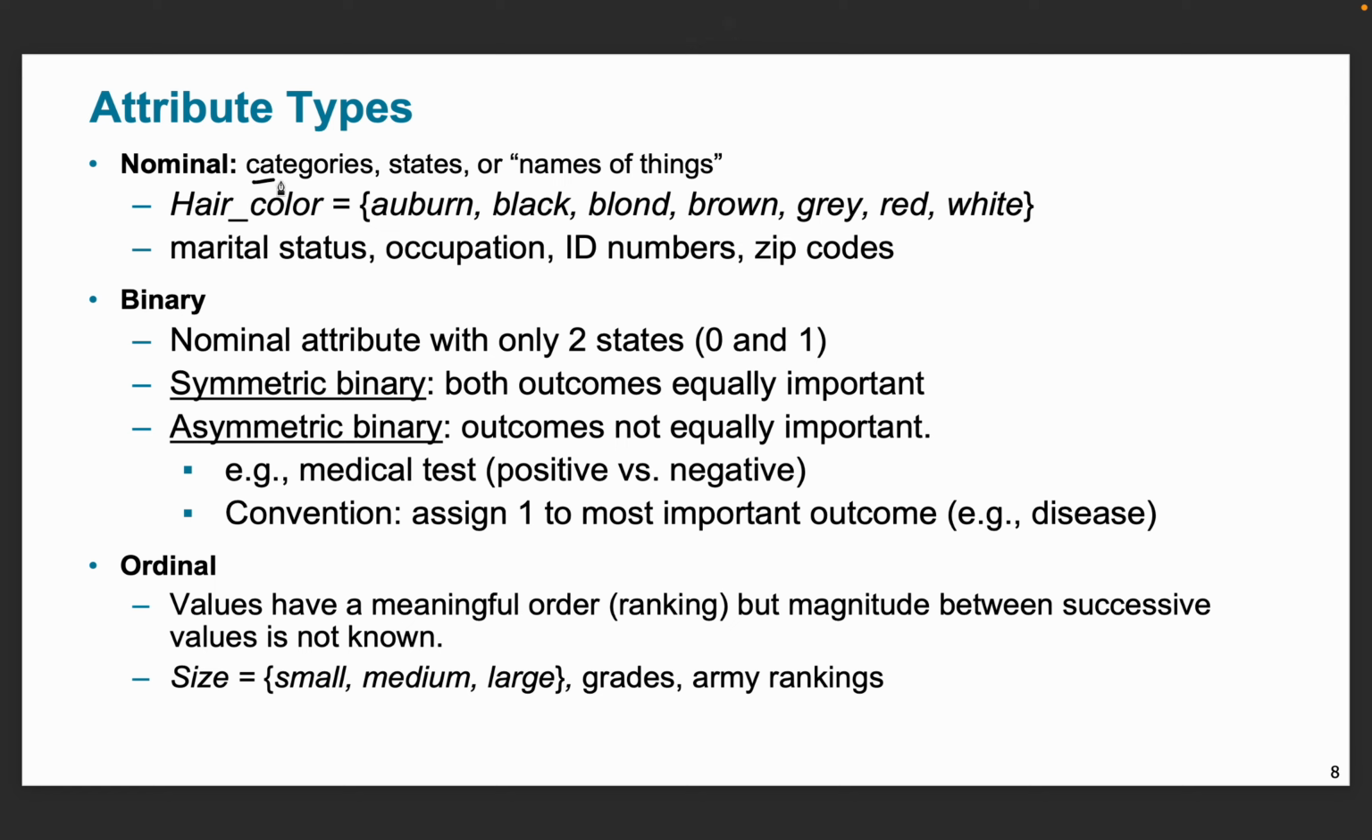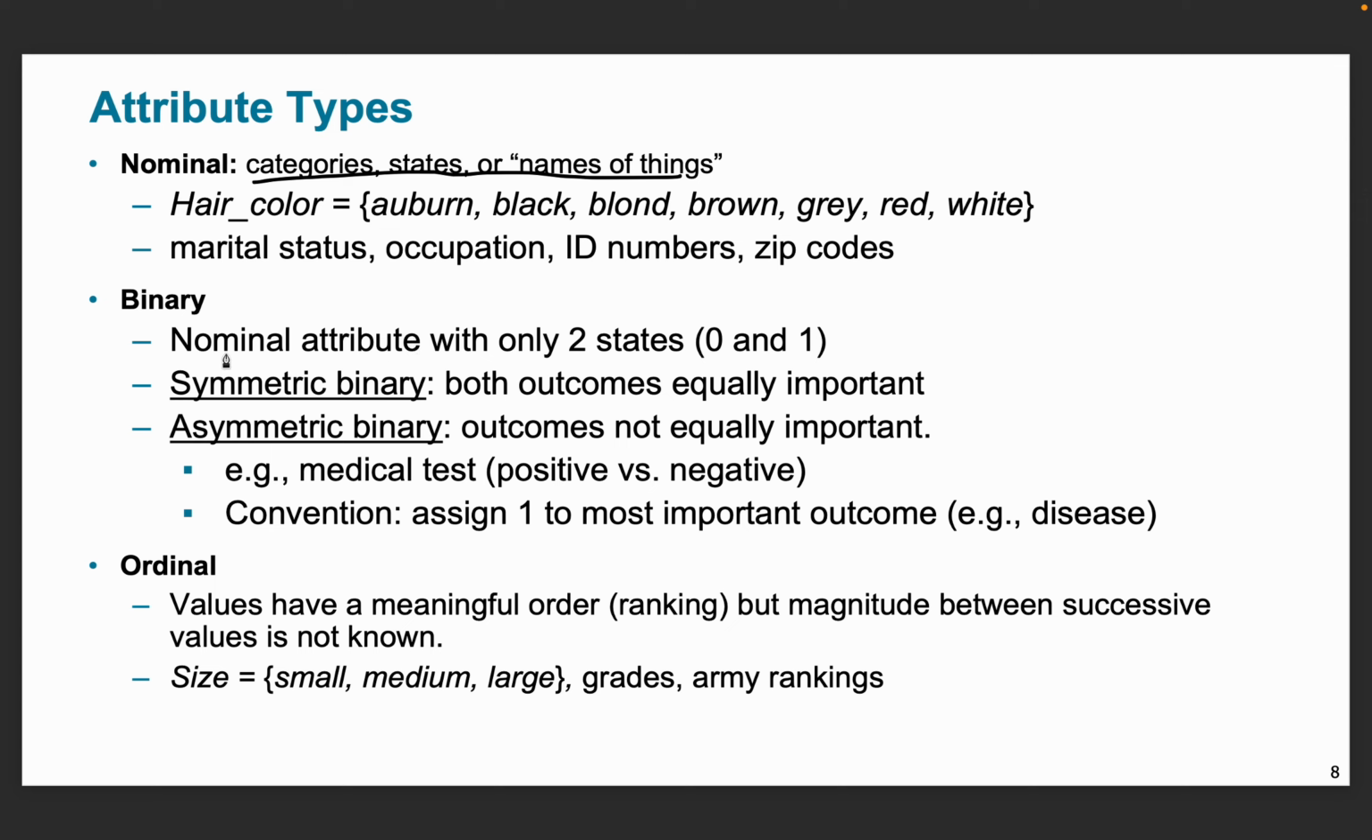So nominal data are the categories, states, or the names of things. Here is an example: hair color, black, blonde, brown, gray, red, white. They are different categories of hair color. Marital status, divorced, single, never married. Occupations, ID numbers, zip codes, they all come under nominal data because we have different categories of values in the data record.